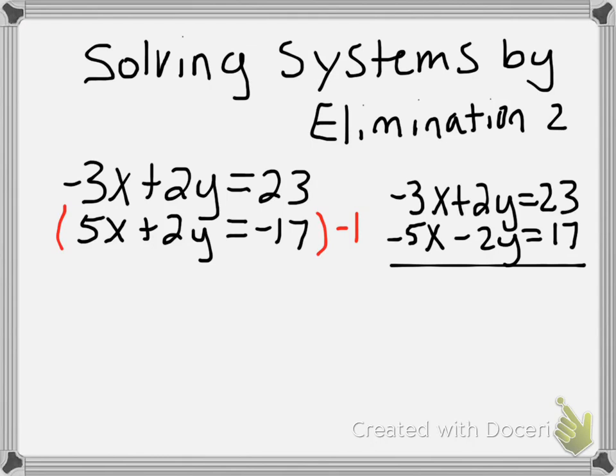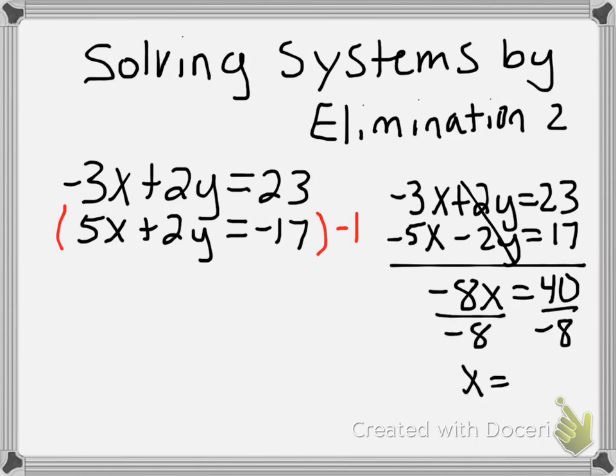In this one, our y values are going to cancel, and negative 3x and negative 5x would give me negative 8x, and 23 and 17, which would give me 40. So all I'd have to do is divide them both by negative 8, and I get x equals negative 5.